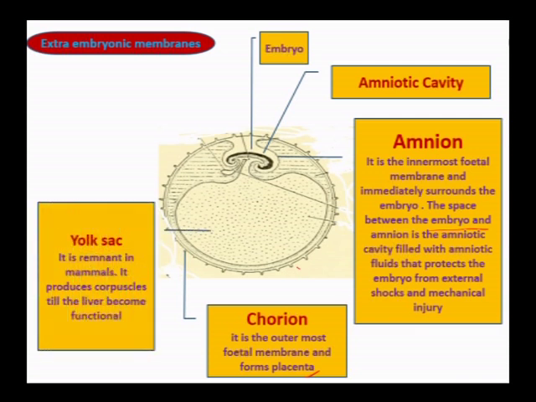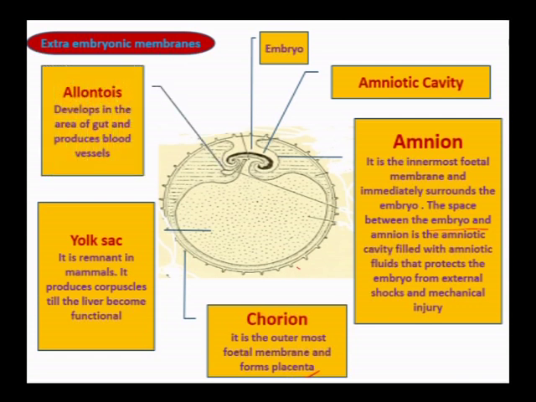The next one is called yolk sac. It is non-functional or vestigial in mammals, because yolk synthesis is not necessary. It produces corpuscles or blood cells till the liver becomes functional. And the other extraembryonic membrane is allantois, which develops in the area of gut and produces blood vessels.